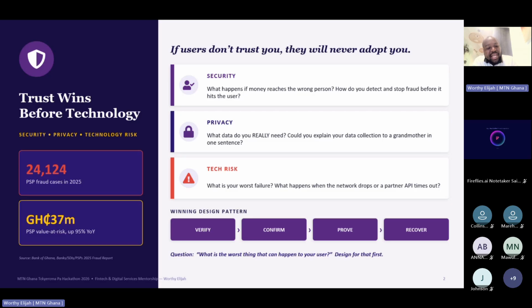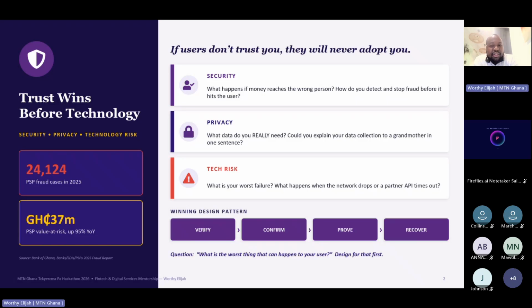When you look at the value that is at risk from fraud in the payment services industry, it is more than 37 million Ghana cedis year on year. So it keeps growing. If your technology is going to build trust, security must be inculcated in there. And here I'm asking just two questions. For the platform that you are building, what happens if money reaches the wrong person? Or if a document reaches the wrong person, or a message reaches the wrong person? How do you detect and stop fraud before it hits the user?